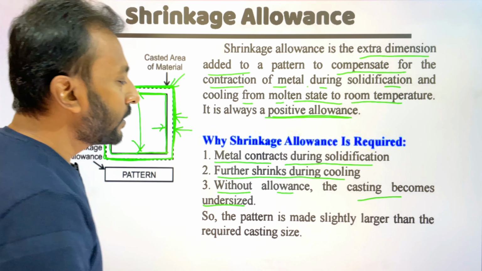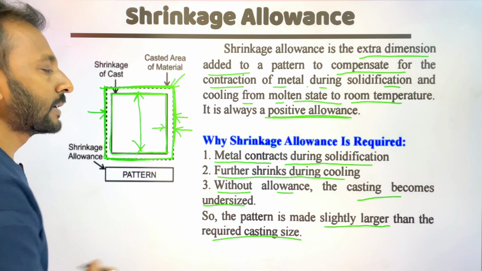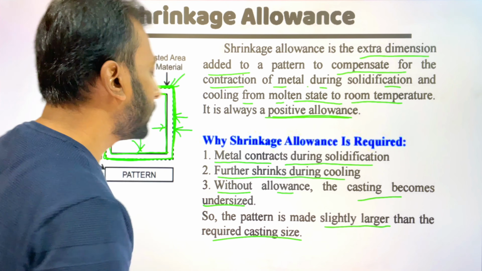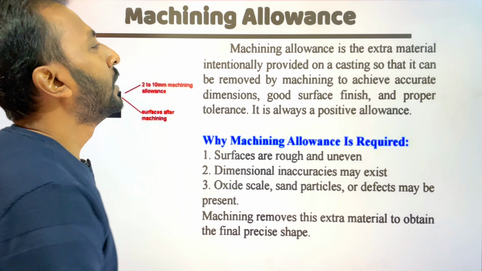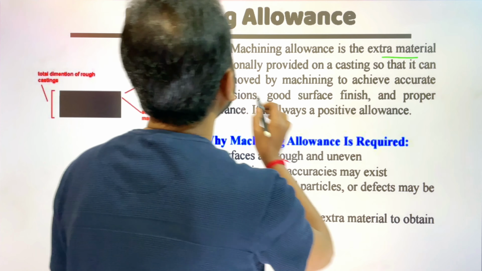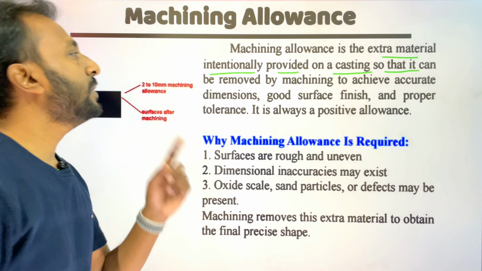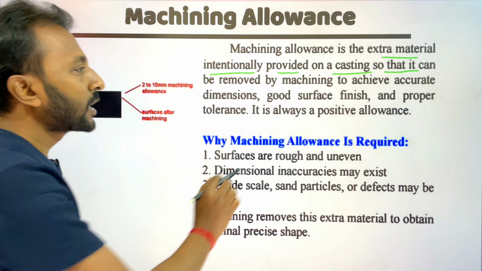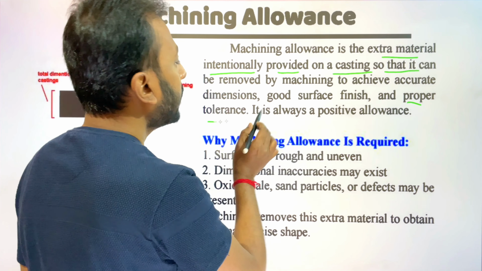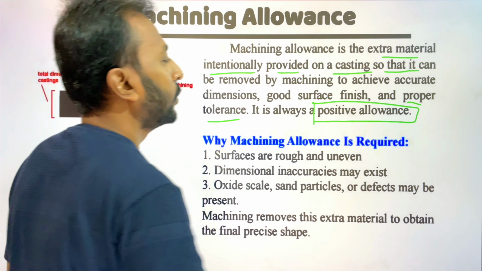So the pattern is made slightly larger than the required casting size. This is shrinkage allowance. Next one is machining allowance. So what is machining allowance? Machining allowance is the extra material intentionally provided on a casting so that it can be removed by machining to achieve accurate dimensions, good surface finish and proper tolerance. It is also always a positive allowance.